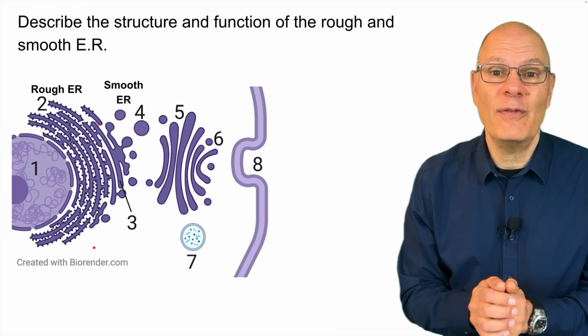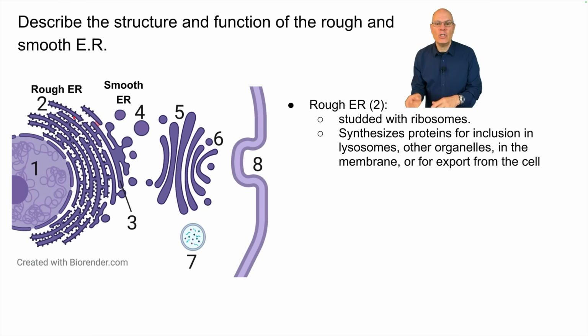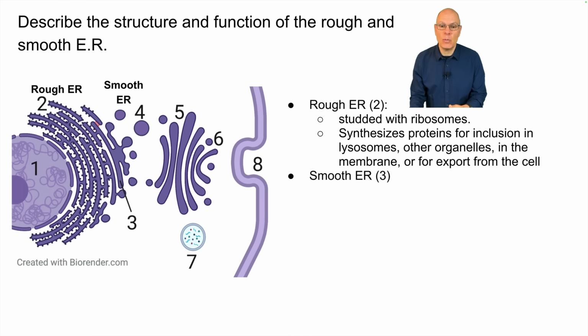Describe the structure and function of the rough and smooth ER. Well, the rough ER is studded with ribosomes. That's what all these little dots are over here. And using those ribosomes, the rough ER synthesizes proteins for inclusion in lysosomes, in other organelles, in the membrane, or for export from the cell.